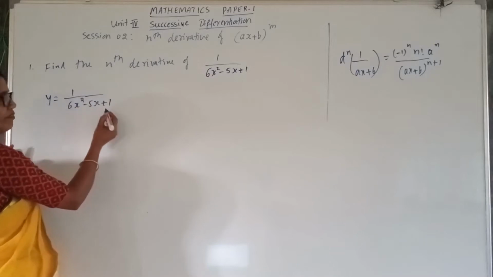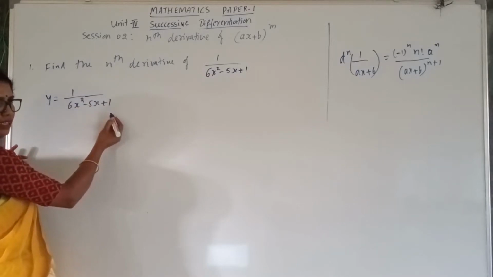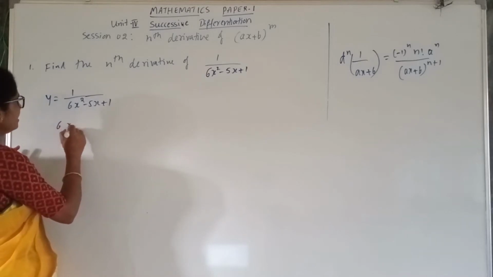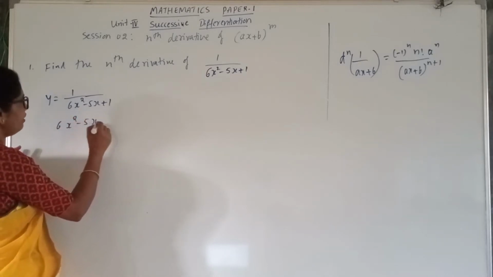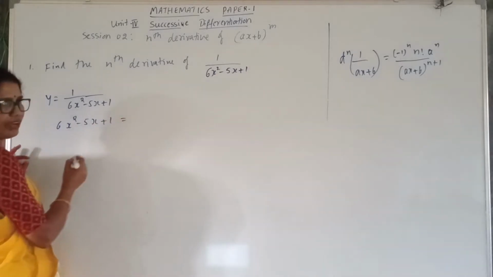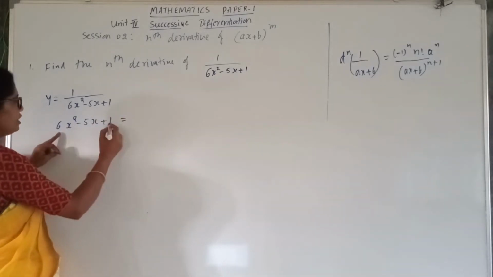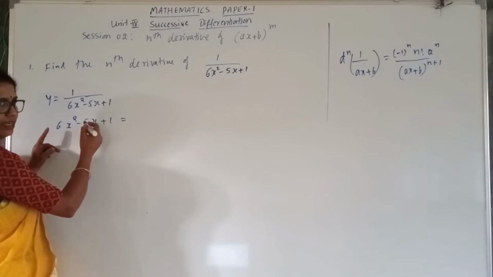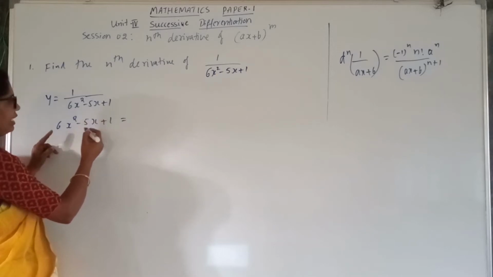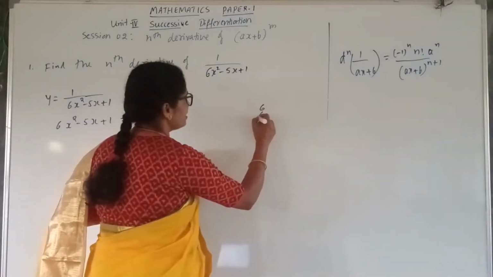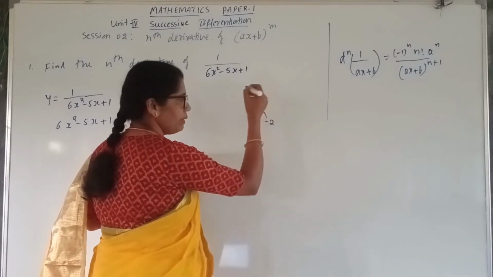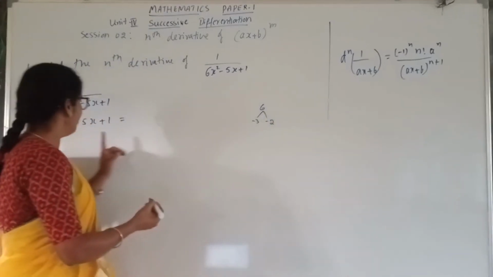See, in order to simplify this, we have to find the factors of the denominator. That is, 6x square minus 5x plus 1 we have to factorize. So 6 into 1 is 6. For 6 we have to find the two factors. That is, 3 twos are 6. 3 and 2 when you add it will be 5. So we want negative. So factors of 6 can be minus 3 and minus 2. When you multiply them you will get plus 6, and when you add it is minus 5.